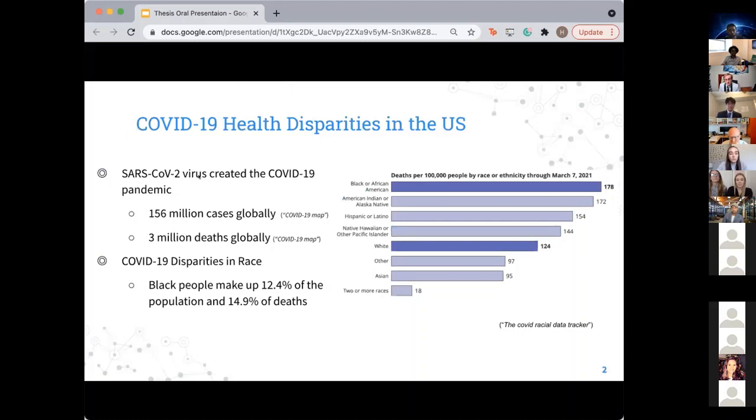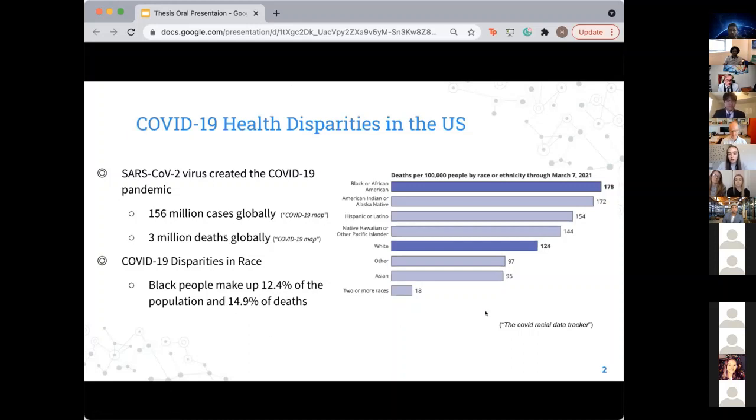So the SARS-CoV-2 virus created the COVID-19 pandemic. And it's infected 156 million people and killed 3 million, with this number really increasing every day. And what's something that's less well known about this is that it affects people of color in the US at much greater rates. So Black people make up 12.4% of the population, but make up 14.9% of the deaths.